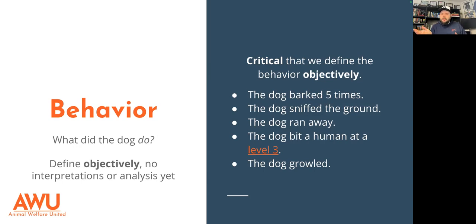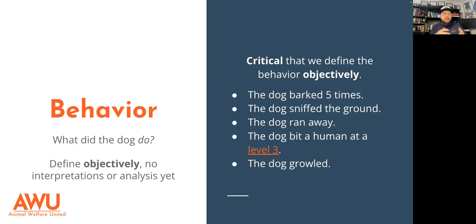Examples of objective descriptions: the dog barked 5 times, the dog sniffed the ground, the dog ran away, the dog bit a human at a level 3. That slideshow is linked in the description of this video. That link will take you to Ian Dunbar's bite scale. It tends to be the universal language that we have right now for talking about bites. Not to say that that's perfect.